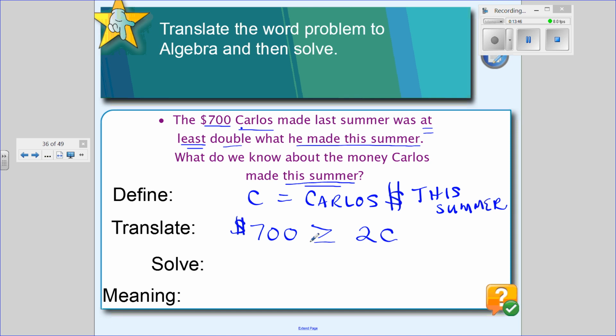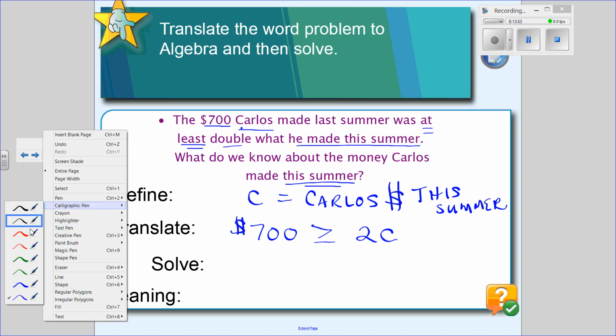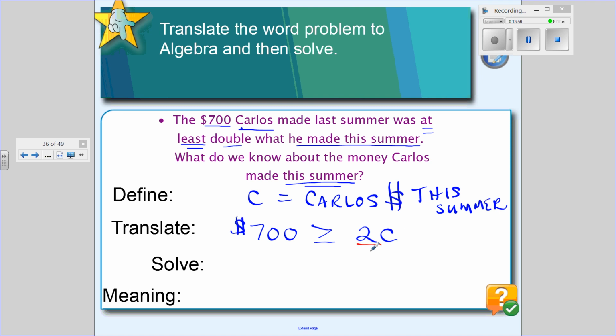So $700 is at least double what Carlos made this summer, and I've defined my variable as saying C stands for Carlos's money. Now, we'll go ahead and divide by 2 on both sides, and we'll find that 350 is bigger than or equal to C. So this one's a little interesting because C ended up on the right-hand side. And I'm trying to figure out meaning for C, Carlos's money.